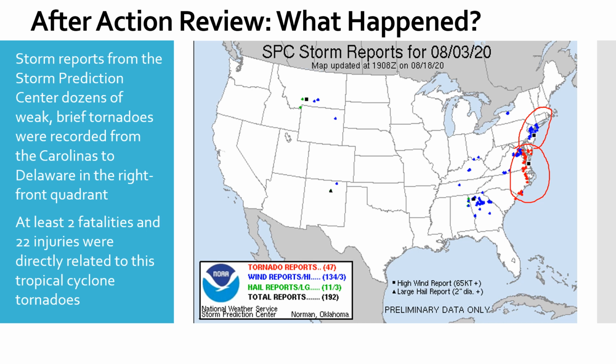As our storm was moving upward, these would all be on the right side of the storm and typically in the front right quadrant. So there were dozens of weak, brief tornadoes that occurred in the right front quadrant of the storm. And unfortunately, at least 2 fatalities and 22 injuries were directly related to the tornadoes within this tropical cyclone, Hurricane Isaias. And there were even more the following day.